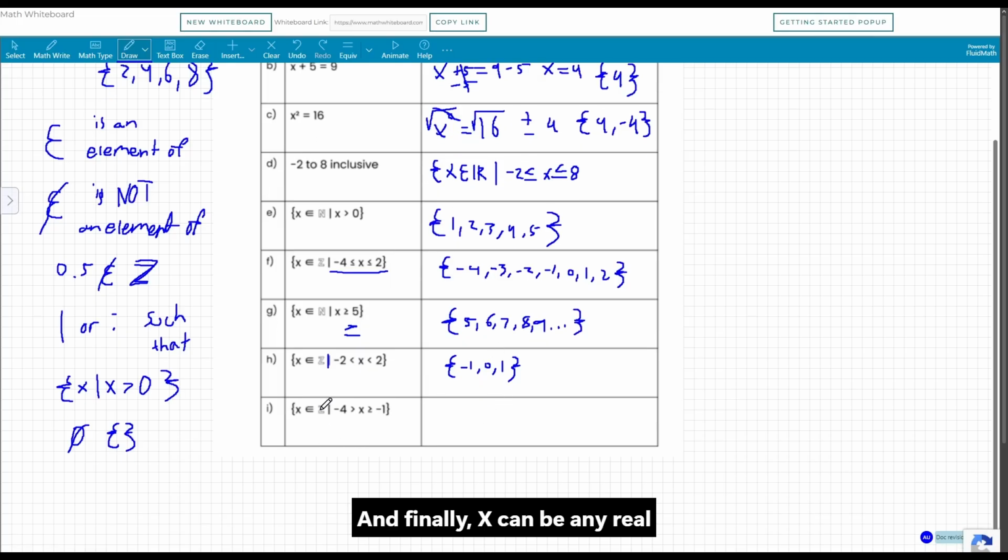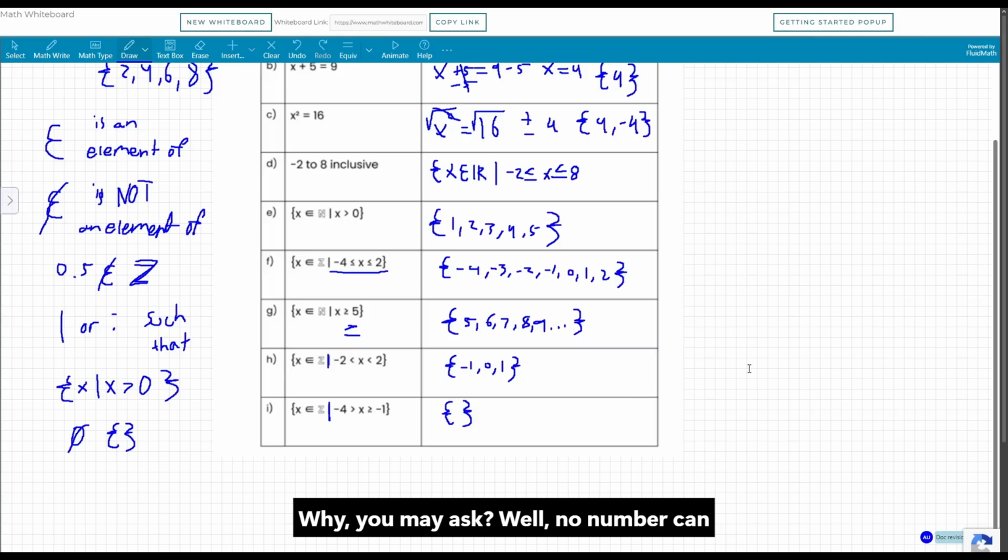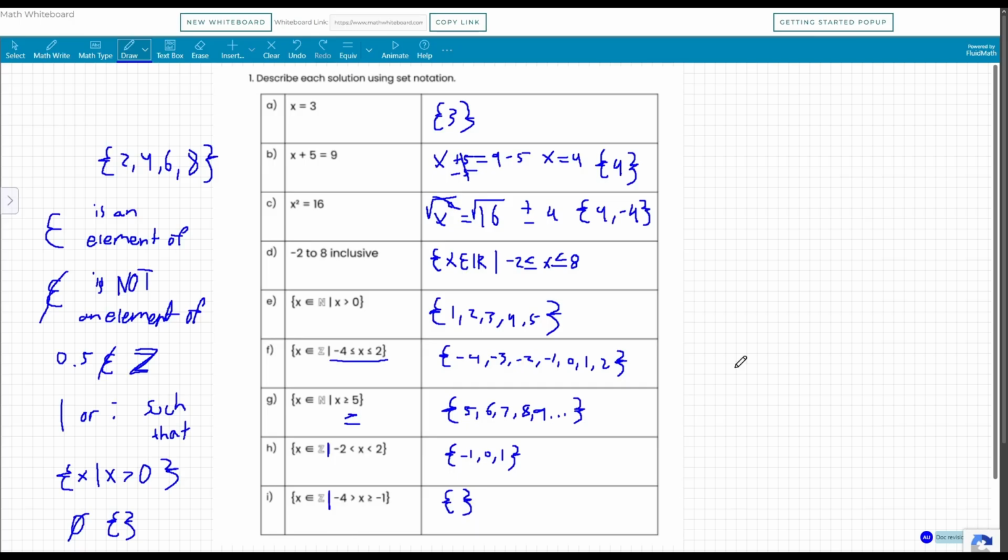And finally, x can be any real number, any integer, but this line means but, basically. X is less than -4, but greater than or equal to -1. So what does this mean? It means that this is empty. Why, you may ask? Well, no number can be strictly less than -4 while simultaneously being greater or equal to -1. So that's why it cannot be anything, and that's why we leave it empty.